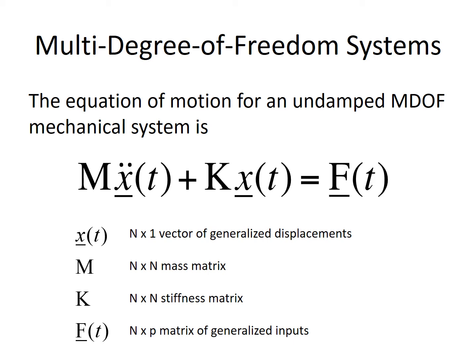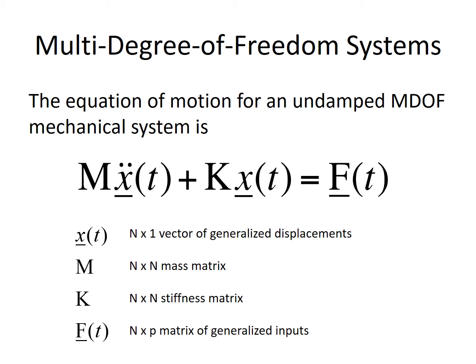Multi-degree of freedom mechanical systems are represented by ordinary differential equations expressed in matrix form. Initially, we will study undamped systems that are represented by the matrix equation M x double dot plus K x equals F of t. The vector x of t is an n by 1 vector of generalized displacements, where n is the number of degrees of freedom in the system.